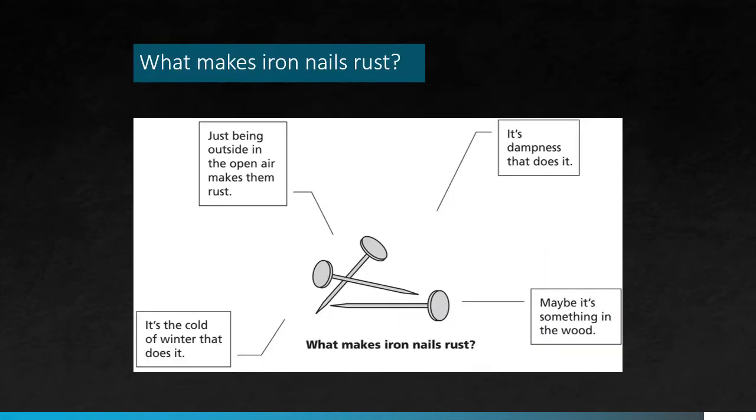Students in the class may make different claims for the same question. If I ask them what makes iron nails rust, one of them may think just being outside, the open air, makes them rust. Another one may say it's dampness that does it. A third student may claim that it's something in the woods. A fourth one may think that it's the cold of the winter that does it. This means we have different claims for one question.